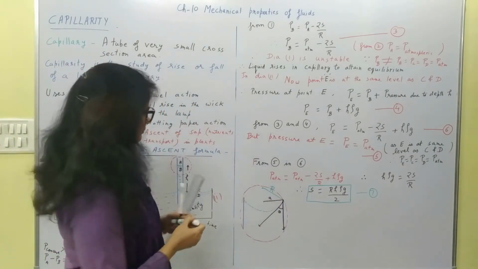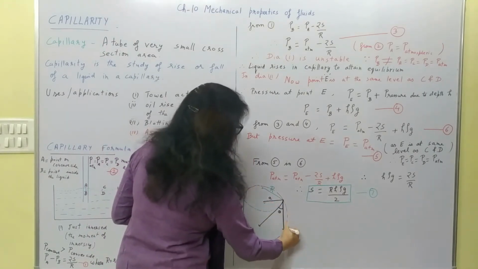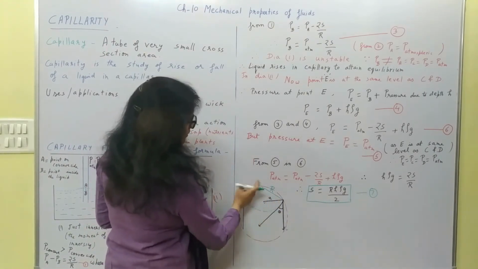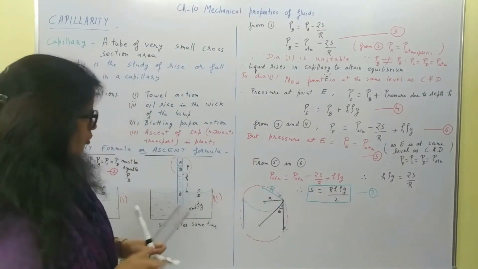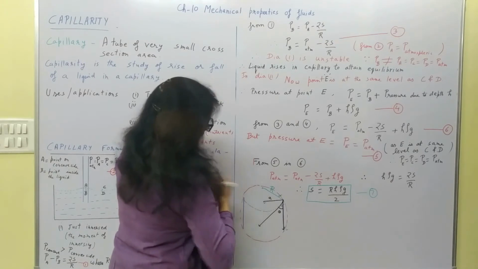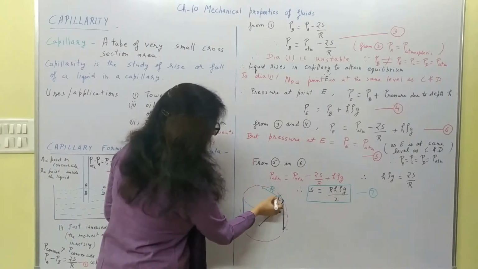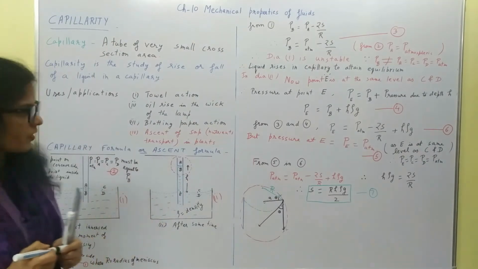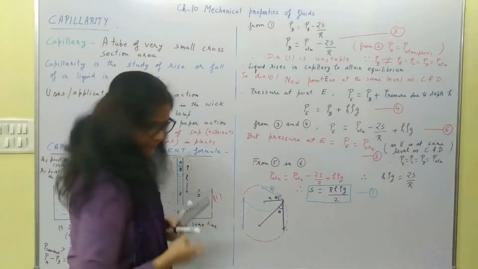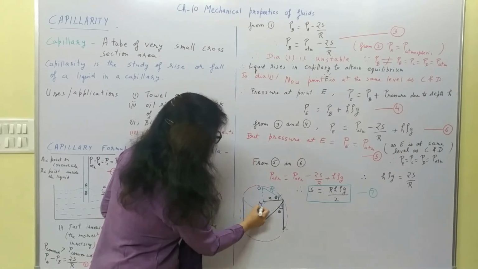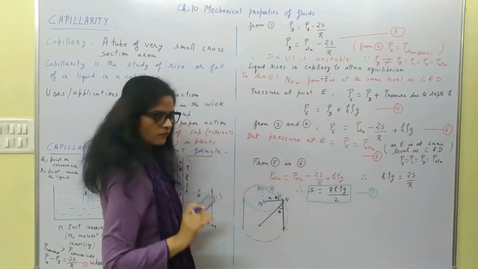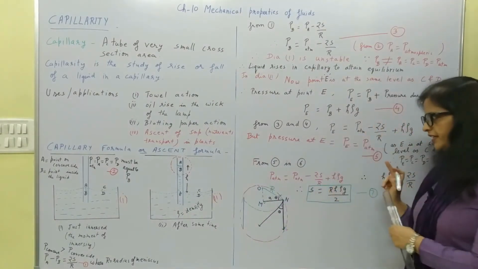So if I consider this, it is perpendicular to this line. If this is the tangent, this is the radius. So this line is perpendicular to this tangent, and the angle between these two will also be theta. So if I mark this triangle OMN, in this triangle I can find the value of cos theta.